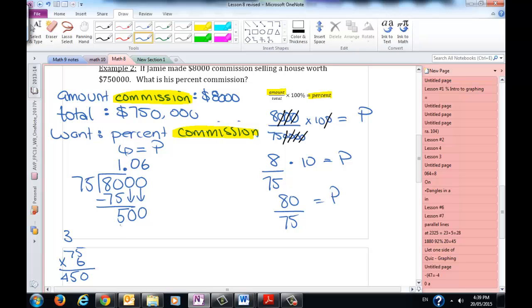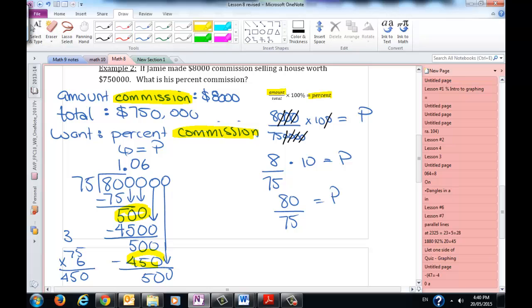So I can put my 6 down, and this is 450. When I subtract him, I get 50 again, so I'm going to add a 0 and bring him down. Well, this is the same as what I had here. I'm going to do it again one more time. Let's see what happens. I get 50 again, so I would be bringing down a 0, and I get 500 again.